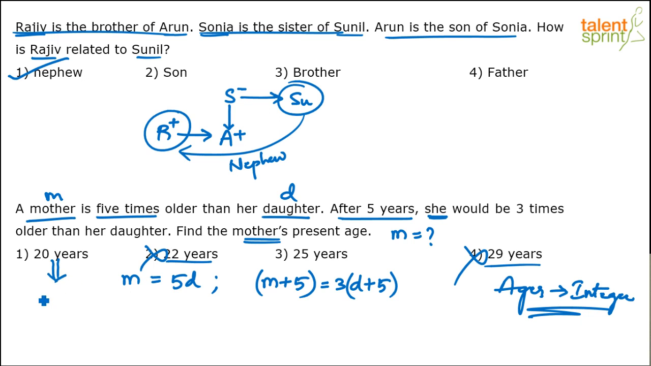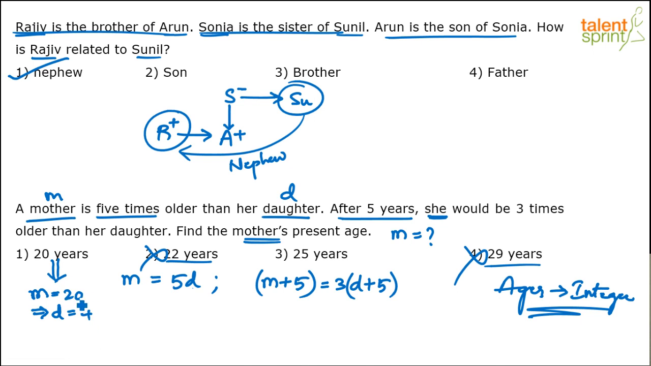According to option 1, M is equal to 20, which means D will be equal to what? D will be equal to 4 because 5 into 4 is 20. You understand? See, he's asking mother's present age, right? So the options here are talking about mother's age. So M is 20. If M is 20, then the daughter is 4 years old. Right or not? 4 into 5 is 20.